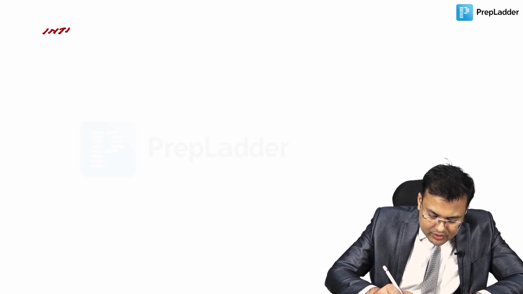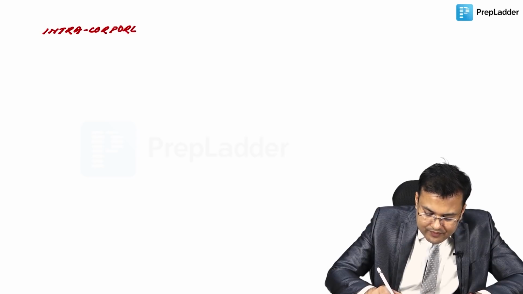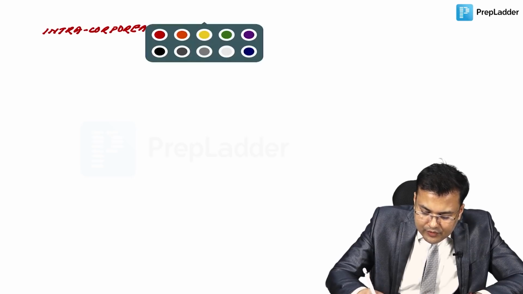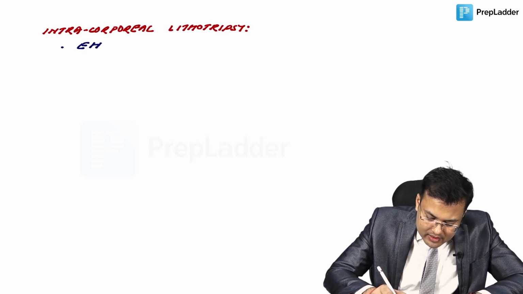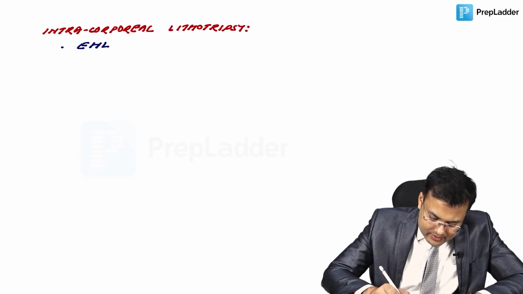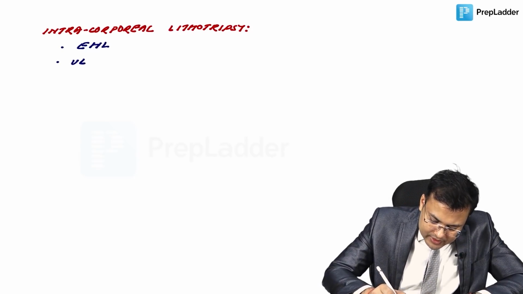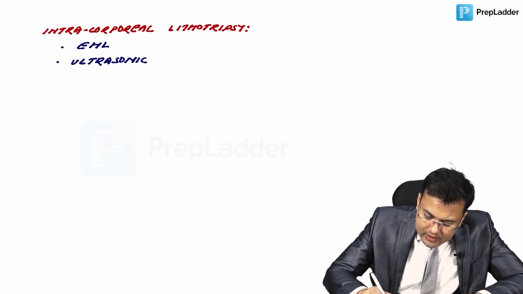Intracorporeal lithotripsy. First, what kind of lithotripters are used? Okay, so first is electrohydraulic lithotripter. Second, ultrasonic lithotripter.